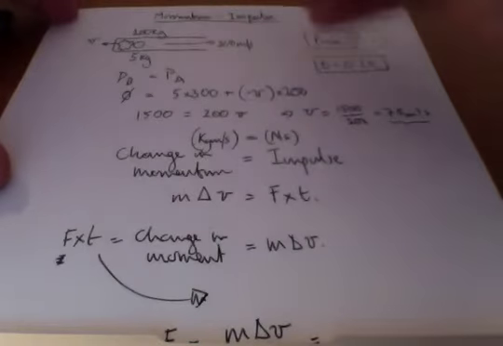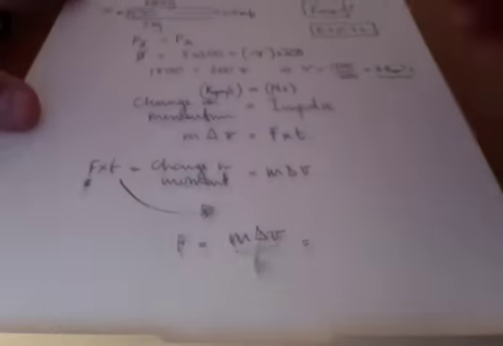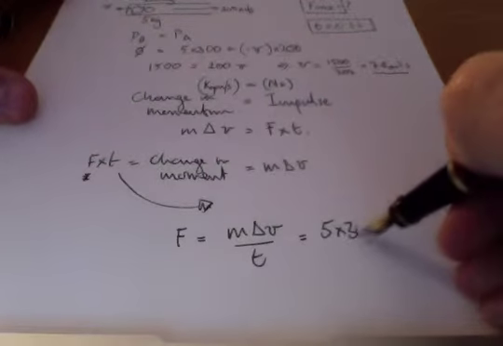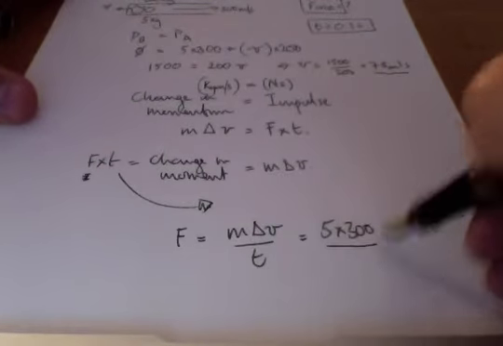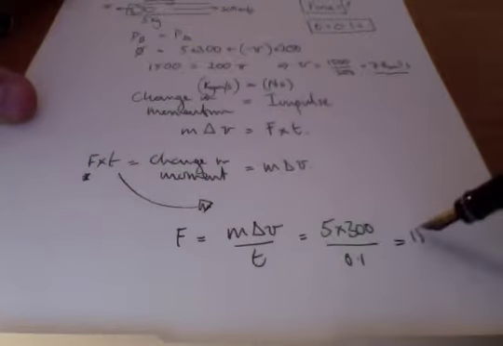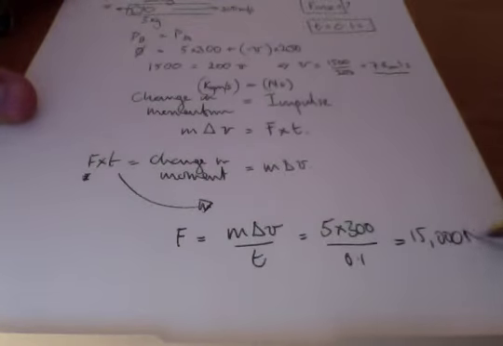We can take either of these. Let's work with the first one. Let's work the cannonball first. We'll say that the cannonball is 5 times 300 divided by 0.1. And that will give us 15,000 newtons as the force exerted on the cannonball.